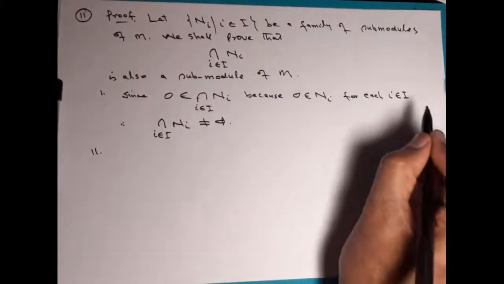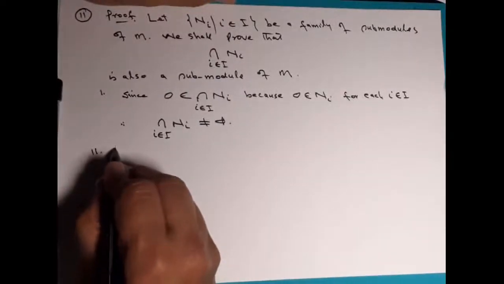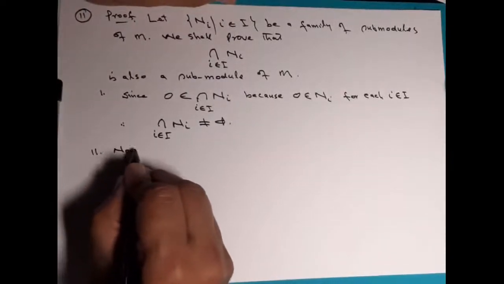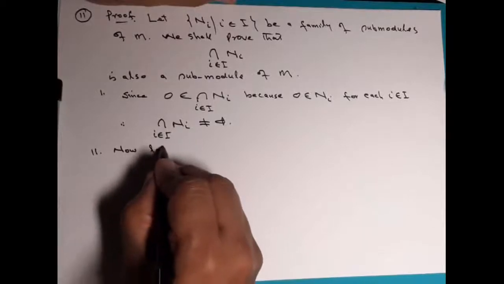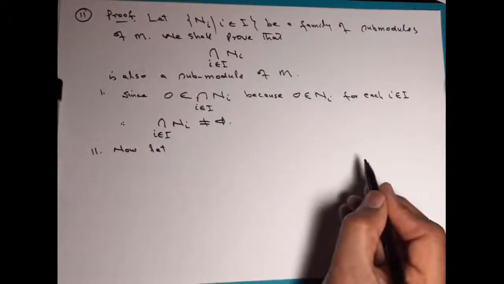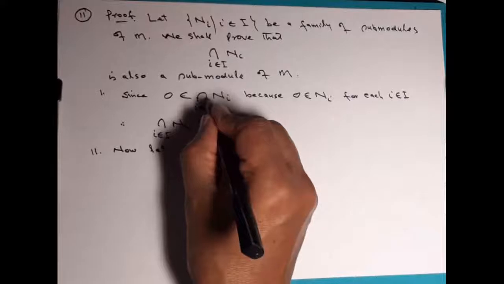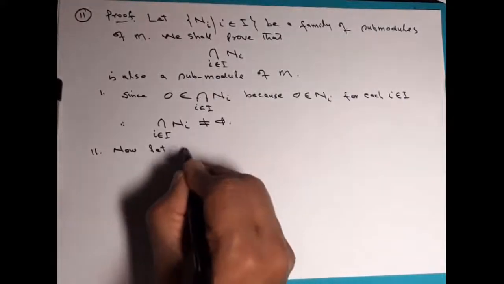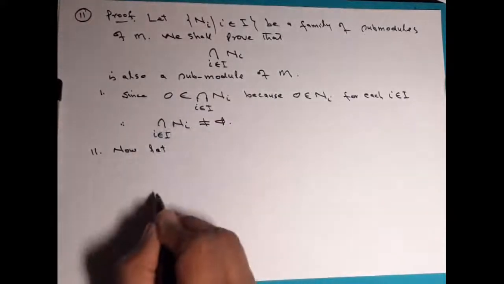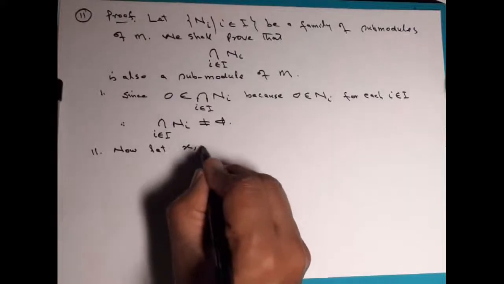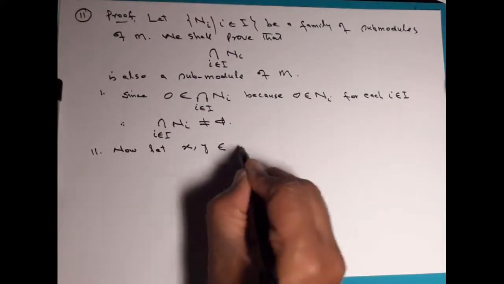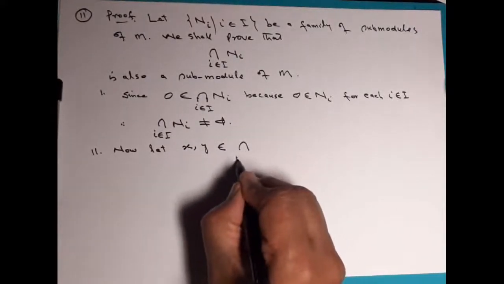Secondly, now we take two elements belonging to this intersection. Now let x, y belong to this intersection. x, y belong to the intersection of these submodules.